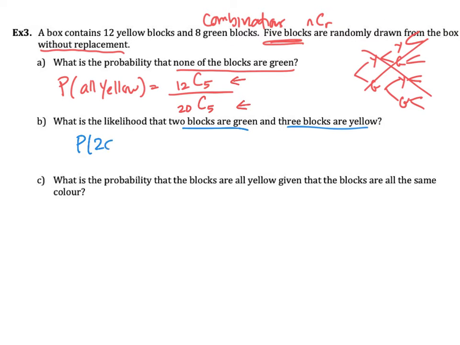So the probability of 2 green and 3 yellow, well, again, we have how many green altogether? We have 8. We want 2 of them from the greens, and we want 3 of them from the yellow. So we have 5 altogether, and in my denominator, I have 20 choose 5. So it's 8 choose 2 times 12 choose 3 divided by 20 choose 5.